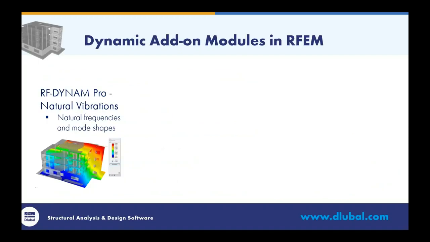So regarding the dynamic add-on modules in RFEMu, we have a total of 4. Within the main program RFEMu, we want to initially begin by modeling our entire structure. We can load the structure and we can run a full static analysis. But the minute that we want to run any type of dynamic analysis, this does require the add-on modules. The first is called RF-DYNAM Pro Natural Vibrations, and this is a prerequisite to the rest of our dynamic add-on modules. You have to determine what the natural frequencies and mode shapes are of the structure.